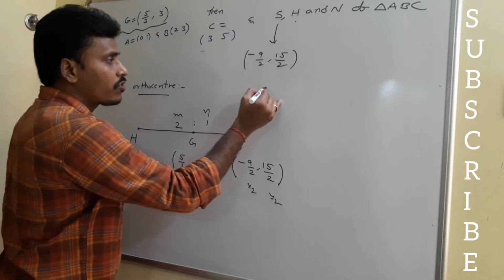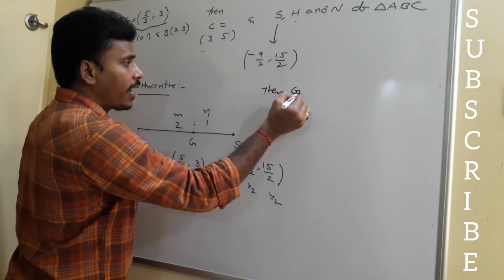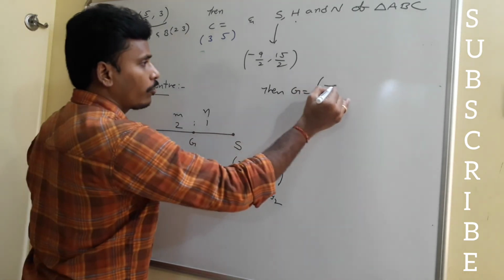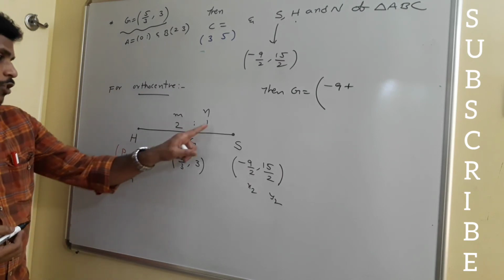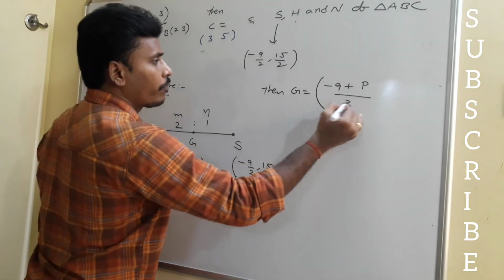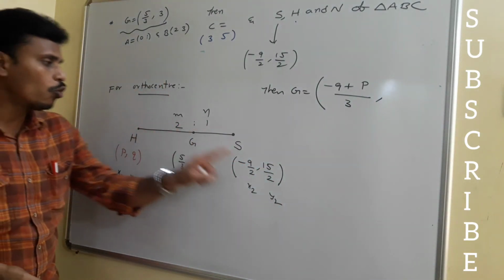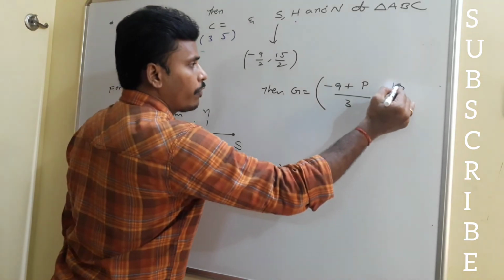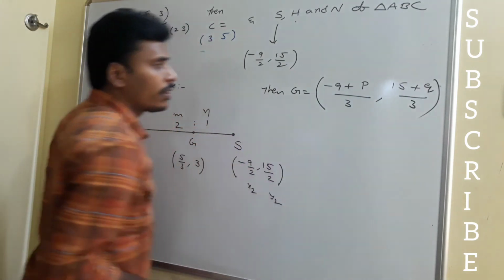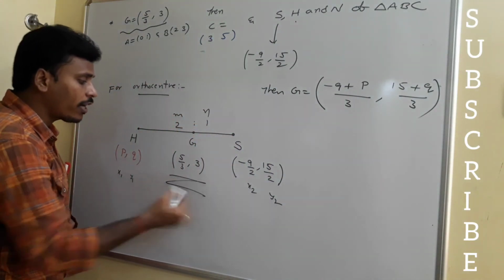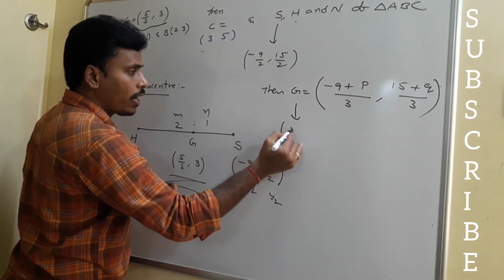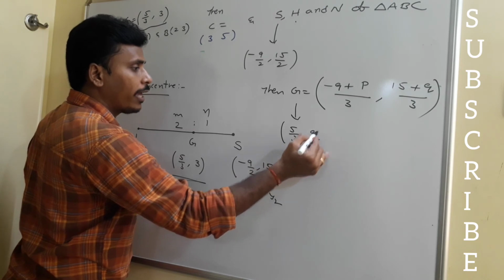So from this diagram, the centroid is equal to m x2, multiply this 2 with minus 9 by 2, you will have minus 9 plus n x1, 1 into p is p, divided by m plus n which is 3, comma, m y2, 2 multiplied with this 15 by 2 will become 15 plus n y1, 1 into q is q, divided by 3. This is the centroid. But as given, the centroid is 5 by 3 comma 3, nothing but 9 by 3. So the given centroid is 5 by 3 comma 9 by 3.